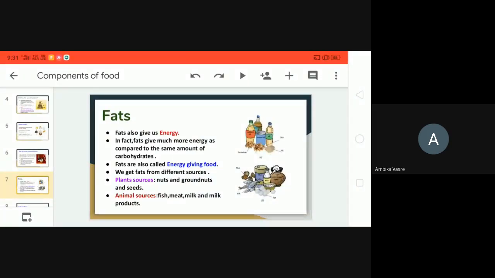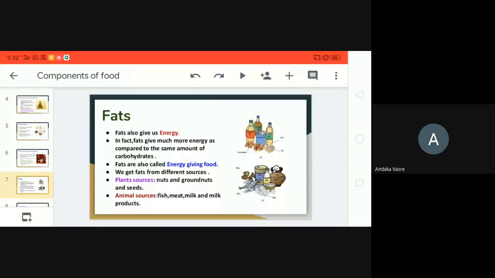So from where do we get fat? There are two types of sources: plant source and animal source. For example, nuts. Do you know nuts? Cashew nut, peanuts, groundnuts, seeds. So we get fats from these things: nuts, groundnuts, and seeds. From animal sources, fish, meat, milk, and milk products like paneer, curd, ghee. From these items we get fats.